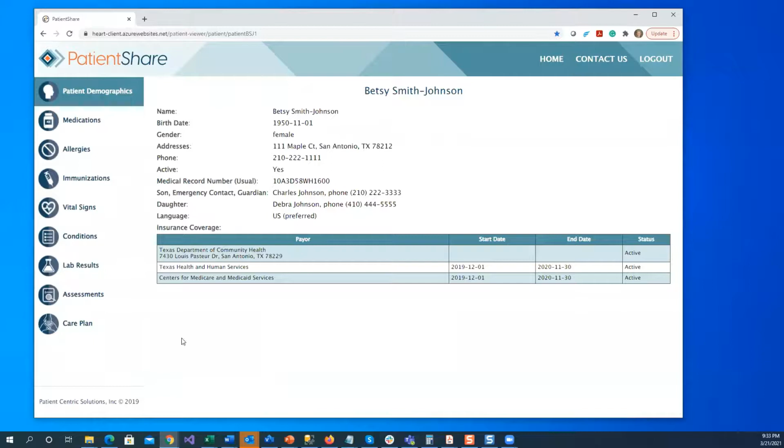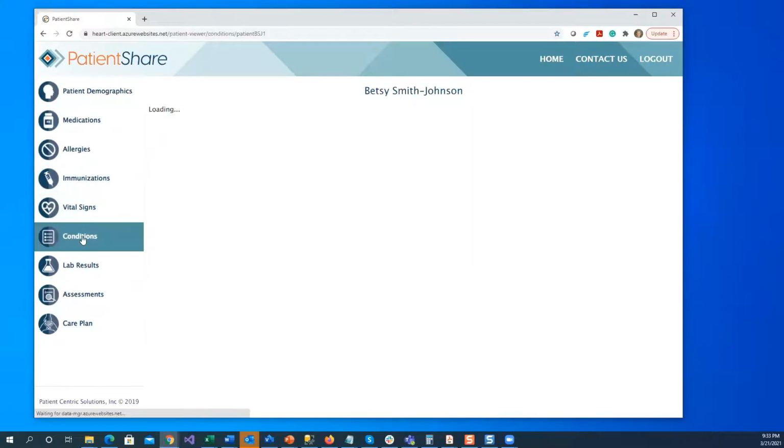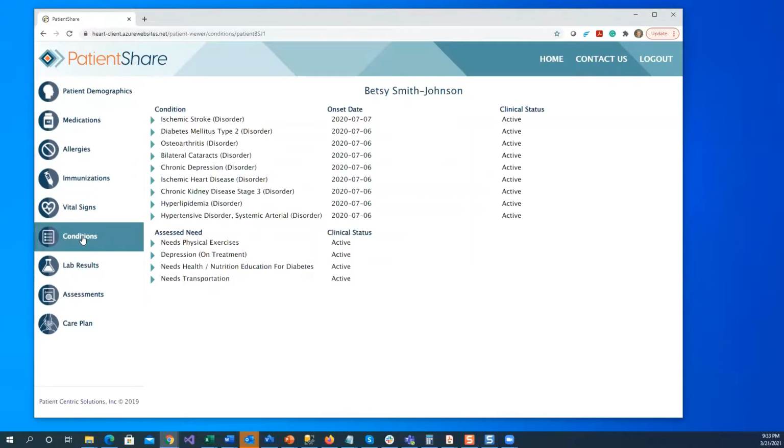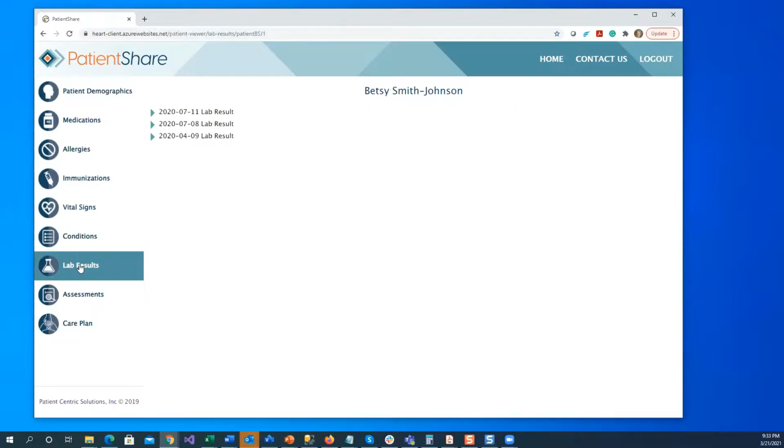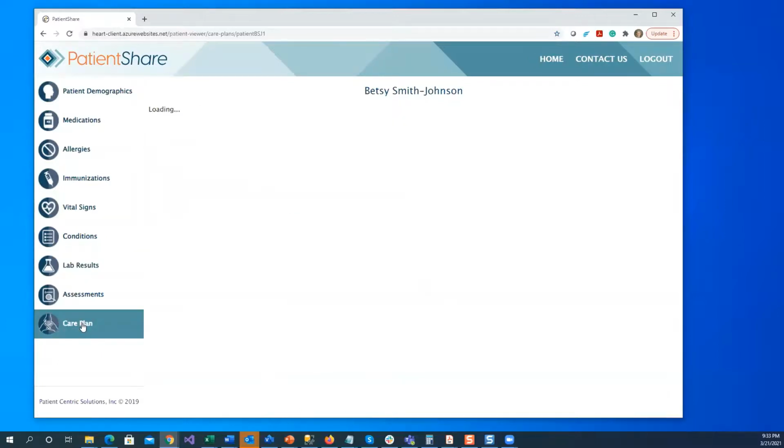So again, he has access to her full demographics, her list of medications. I won't go through all of this. Betsy is a multiple chronic condition patient, so she has quite a few different conditions. She also has some assessed needs, which comes out of her care plan, which we'll be talking about in just a minute. We have access to her lab results. I'm going to jump down to her care plan.